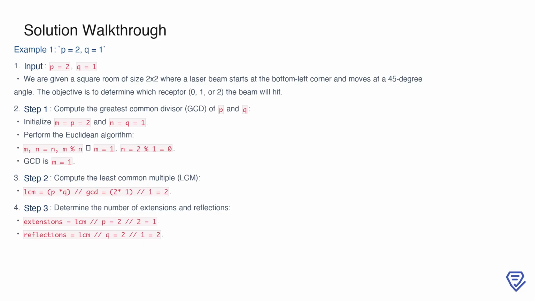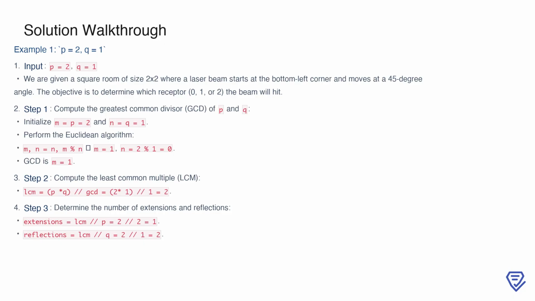First, we compute the greatest common divisor, or GCD, of the room size P and the slope factor Q. Here, P is 2 and Q is 1. Using the Euclidean algorithm, we repeatedly update m and n by assigning n to m and m % n to n, until n becomes 0. For P equals 2 and Q equals 1, this gives us a GCD of 1. The next step is to calculate the least common multiple, or LCM. The LCM is determined by the formula P*Q/GCD. Substituting the values, we get 2 * 1 / 1 equals 2. This value represents the smallest distance where both dimensions align.